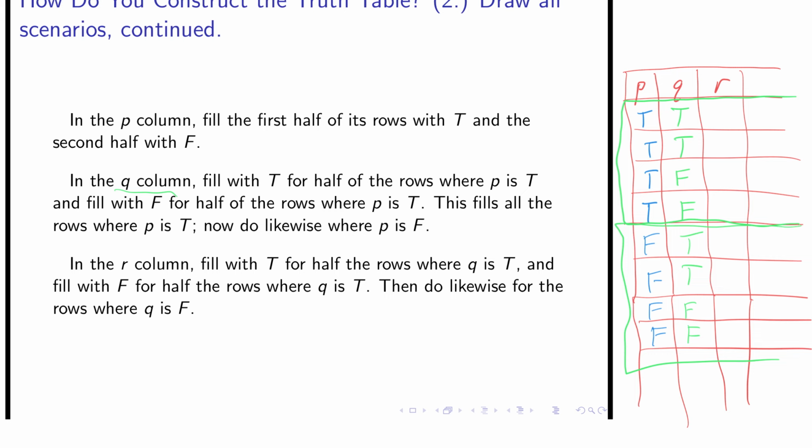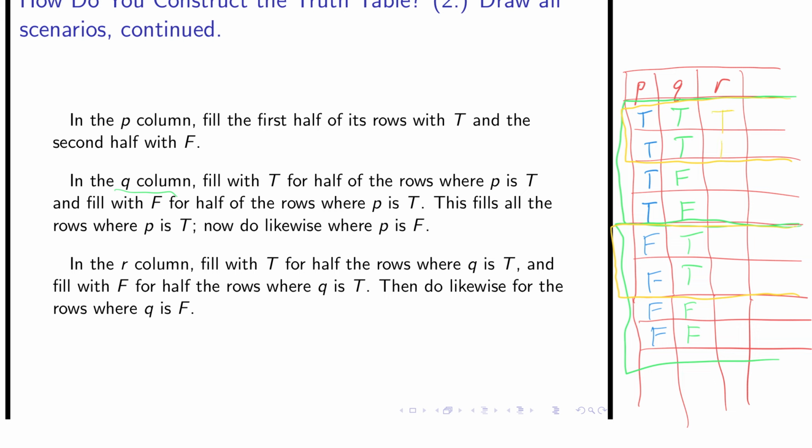And finally, for the R column, we take the part where Q was true. So that's going to be here and also here. And in these components, we fill half with true, half with false.